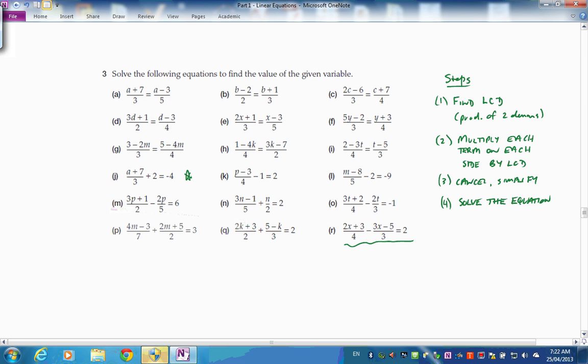Watch out for this one. Don't forget to multiply the 2 by the denominator 3 there. There's only one denominator. But remember, the idea is to clear the denominators first. Clear the denominators. If there's only one of them, then you'll multiply 3 by it. Clear the denominators, okay, so we don't have to work with fractions around x. Let's get rid of those first.